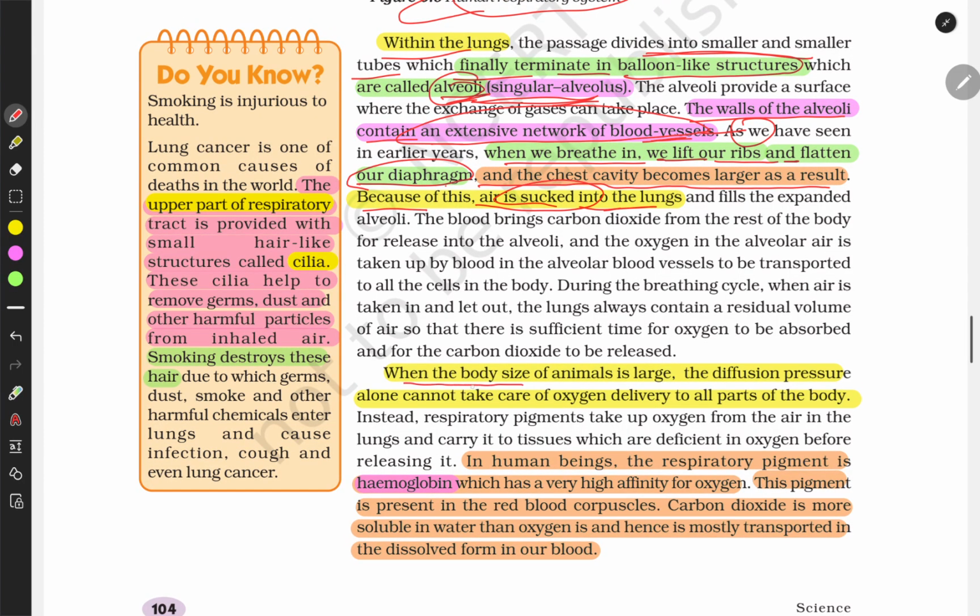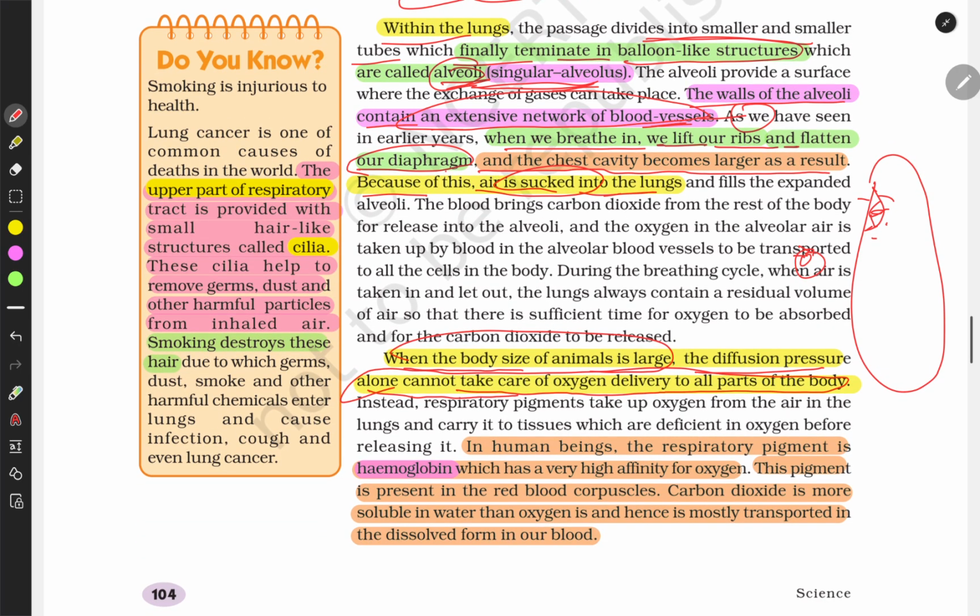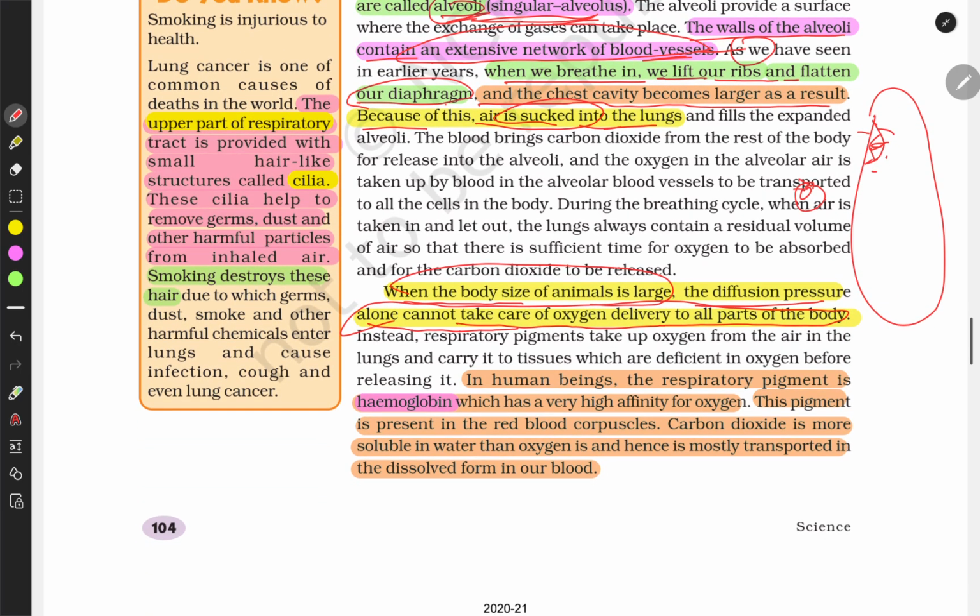When the body size of an animal is large, the diffusion pressure alone cannot take care of oxygen delivery to all the parts. In smaller animals, diffusion can make the oxygen reach the whole body, but in larger animals, diffusion by the lungs cannot bring the oxygen to the whole body. So this creates a necessity for a transportation system.